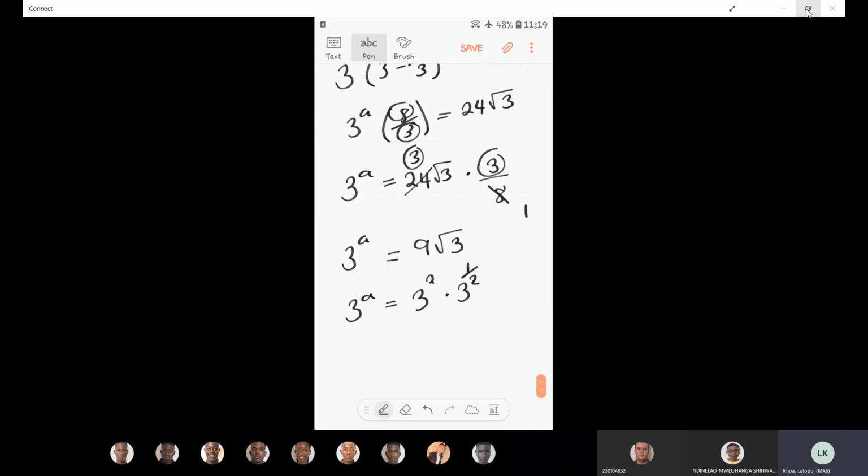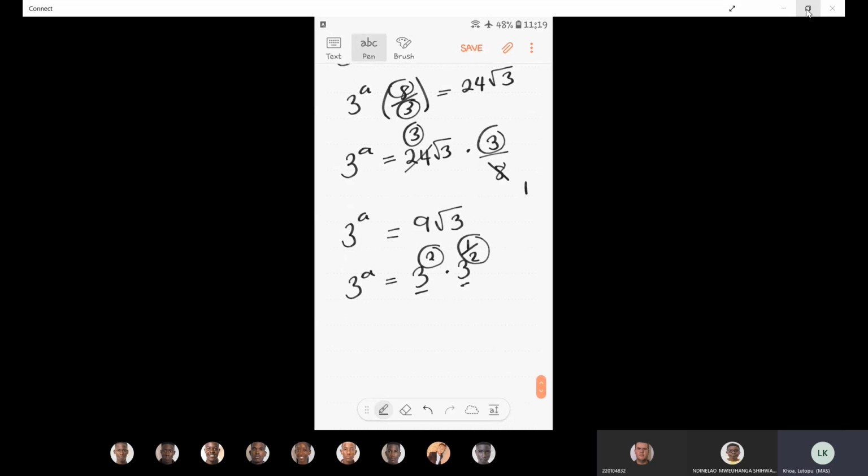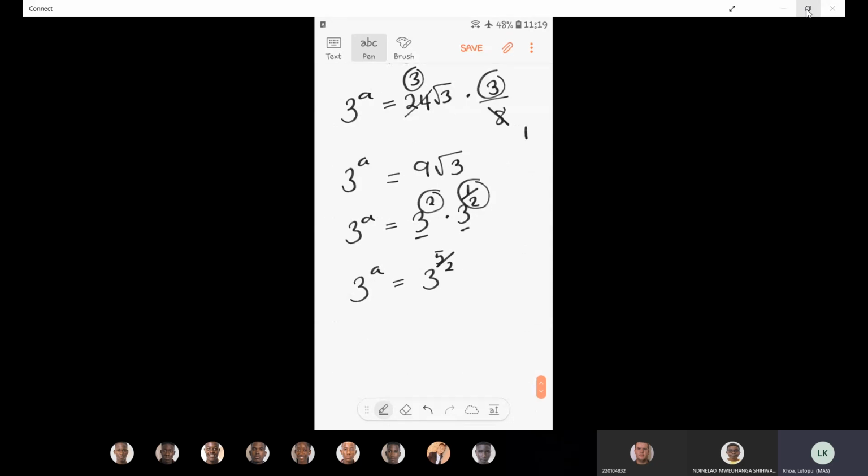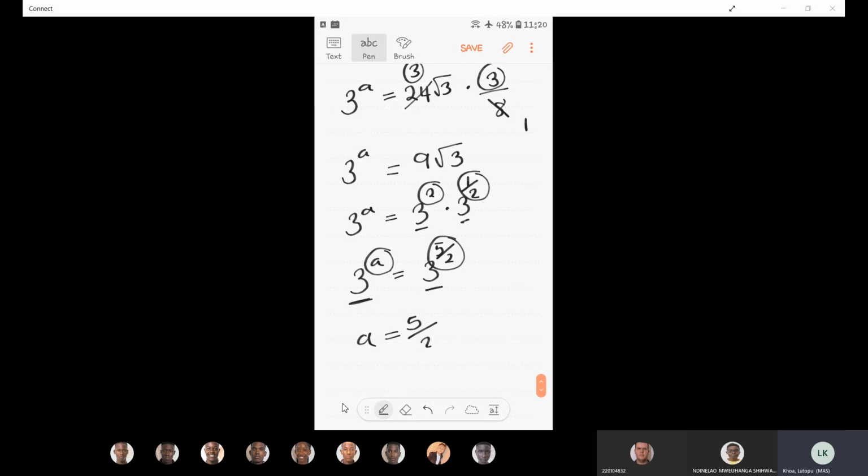Then bases are the same, so I can combine these two exponents because I am multiplying. So I have 3 to the power of a. This is 3 to the power of 5 over 2. That's 2.5. This means that a is equal to 5 over 2 because my bases are the same, so it means the exponents should also be the same. Are we fine with that one? Okay.